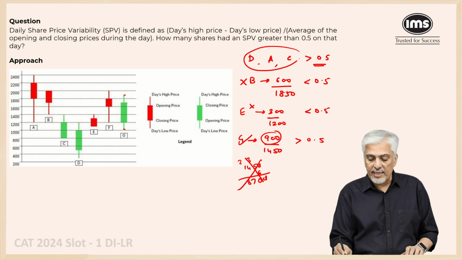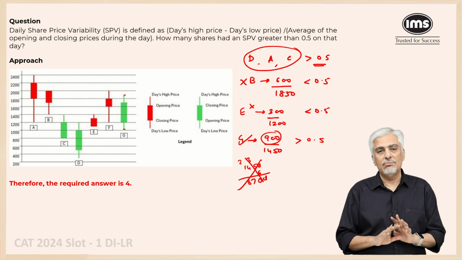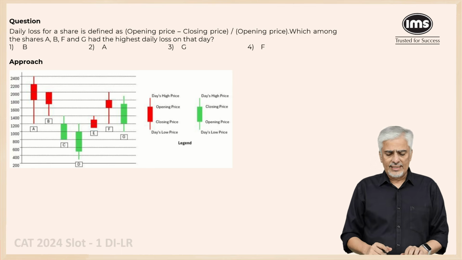So D is included, A is included, C and G. 4 of them are there. So answer for this question will be 4. Again, just little bit time on calculations. If you have a calculator, much faster. Let's have a look at the next question.